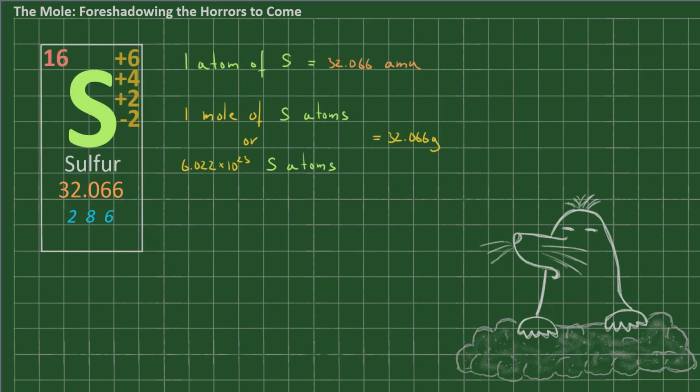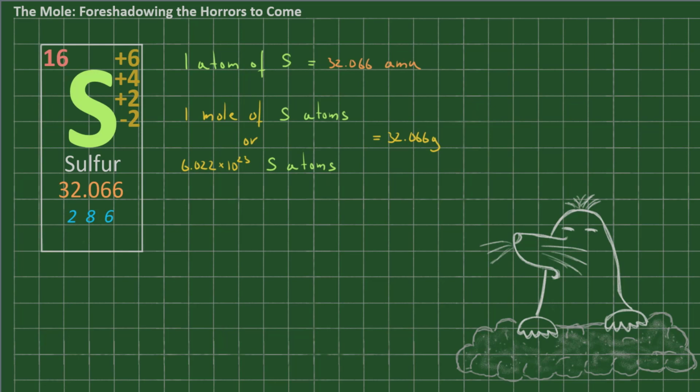Now we have sulfur. A single atom of sulfur has a mass of 32.066 AMU, whereas a mole of sulfur atoms has a mass of 32.066 grams. We will come back to the concept of the mole later on. For now, the main idea is to accept the mole as representing a quantity.